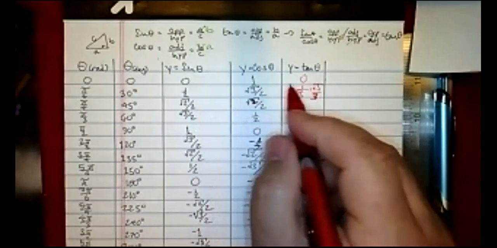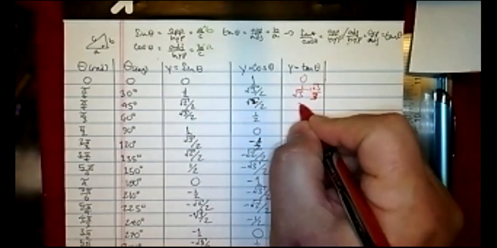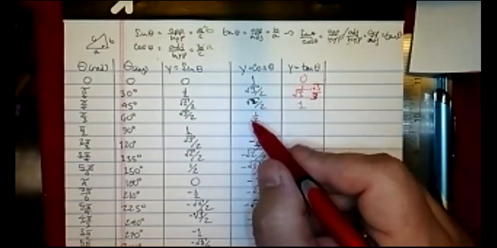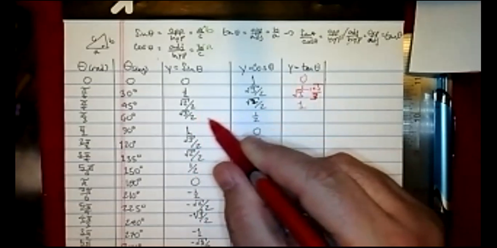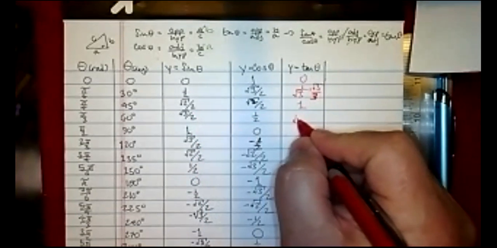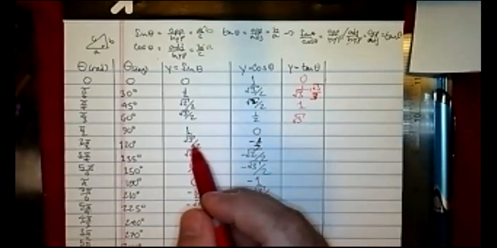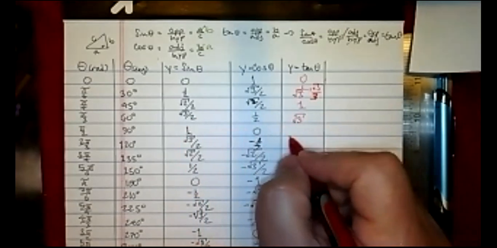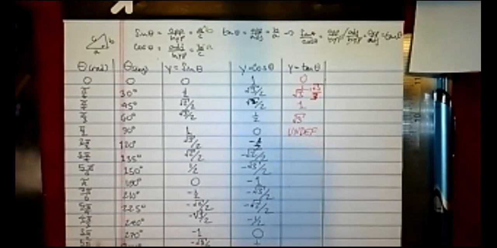Now root 2 over 2, that's pi over 4. Root 2 over 2 divided by root 2 over 2 is just going to give us 1. Pi over 3, we're going to get root 3 over 2 divided by 1/2, which is the same thing as root 3 over 2 times 2, so that's just the square root of 3. Pi over 2 is going to be difficult. In fact, we see that it's 1 divided by 0, so this one's undefined.